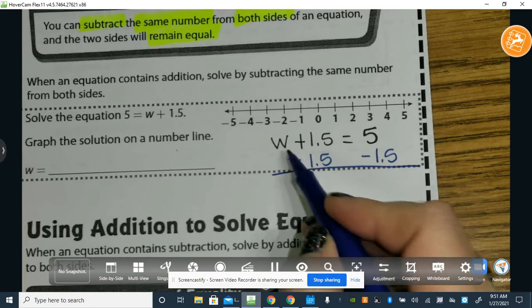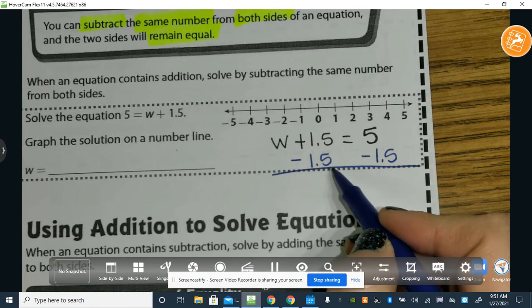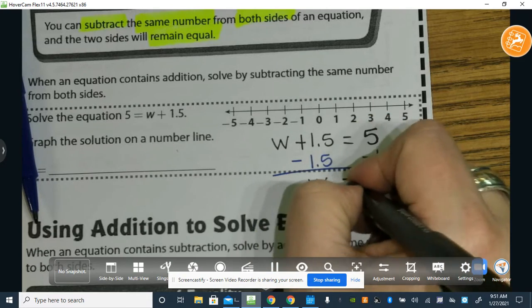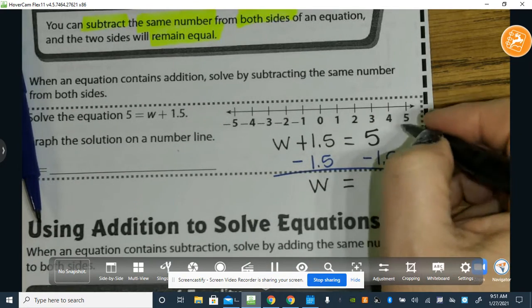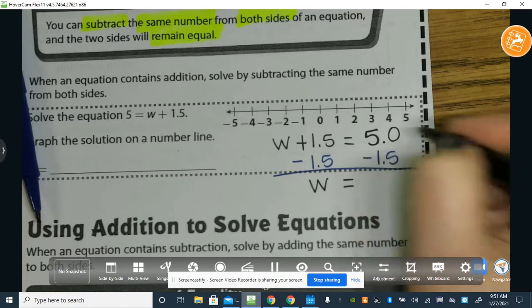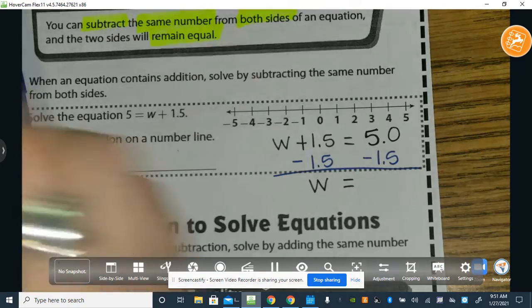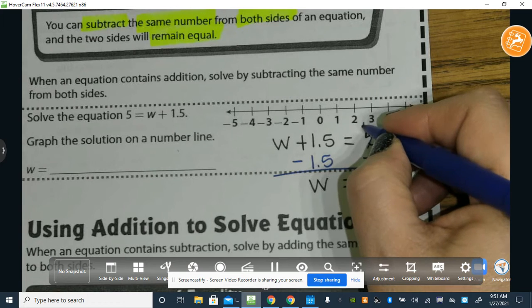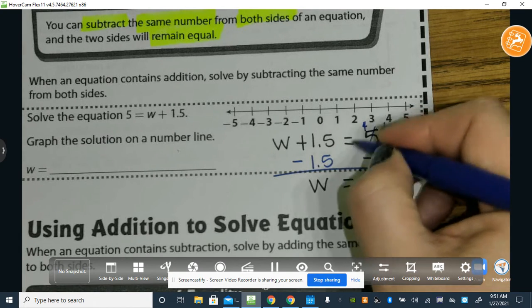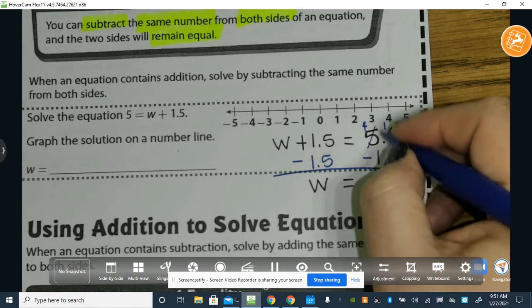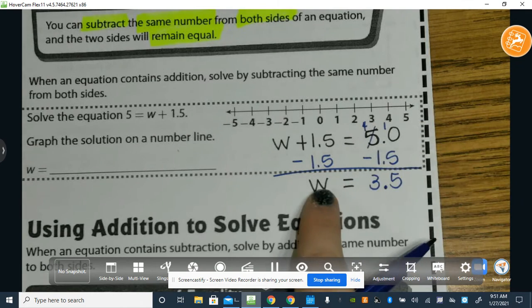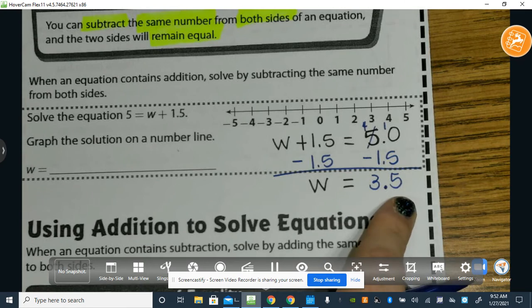So when I solve this, this cancels out, leaving me with only the variable W on this side, equal to, and then I need to subtract here. So that's 5. I could think of it as 5 with a decimal and 0 behind it. I've got to borrow from this 5, make it a 4, make that a 10. 10 minus 5 gives me 5. Bring down my decimal. And 4 minus 1 gives me 3. So W is equal to 3.5.